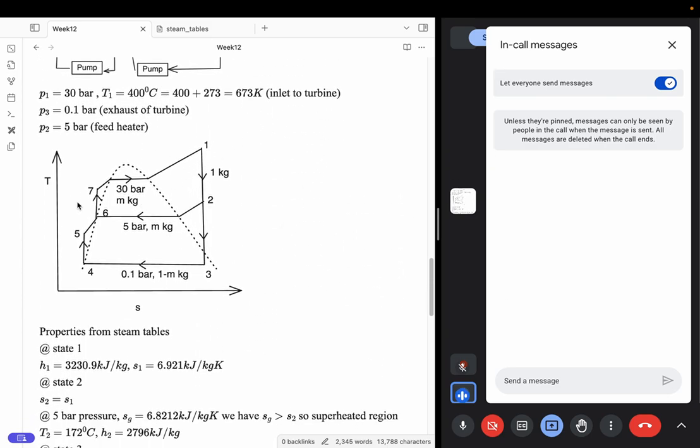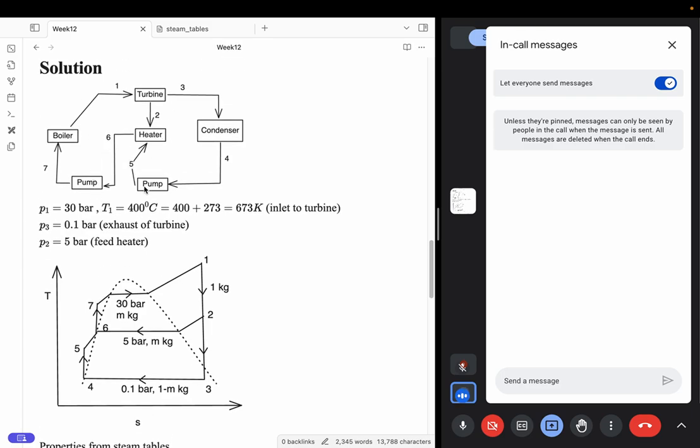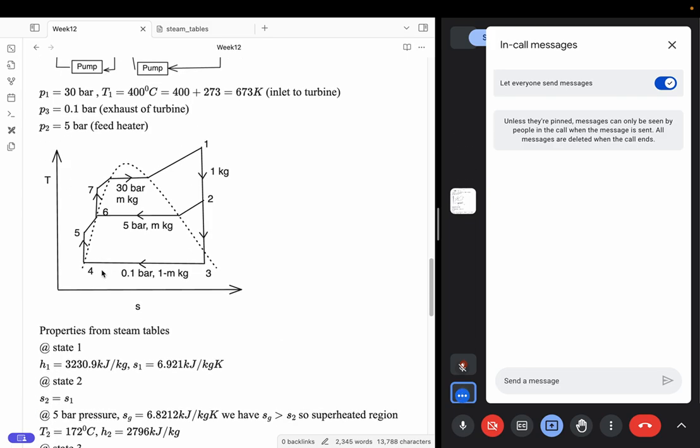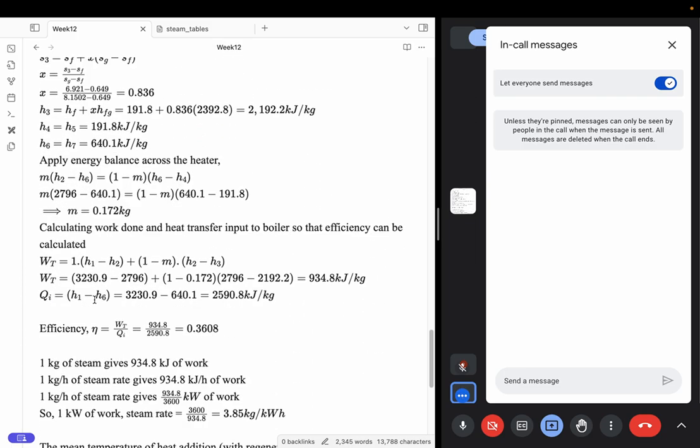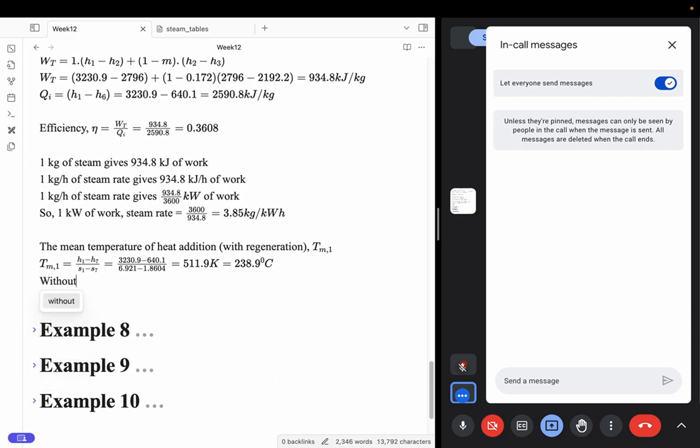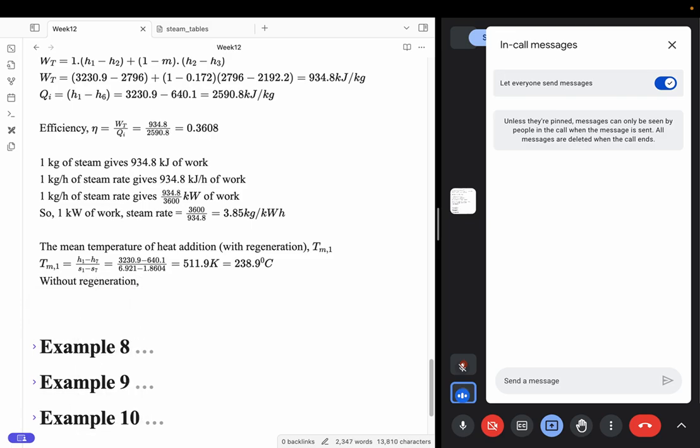If you did not have this regeneration, you will directly go from 4. The output of your pump will go directly to your boiler, so this will be 1, this will be 2. So eventually you will go from here directly to the inlet of your boiler. So without regeneration, let's say 2 will be H1 minus H4 divided by S1 minus S4, which we have calculated just now.